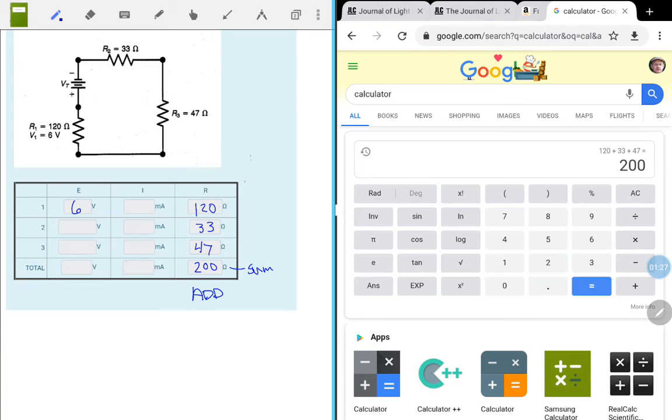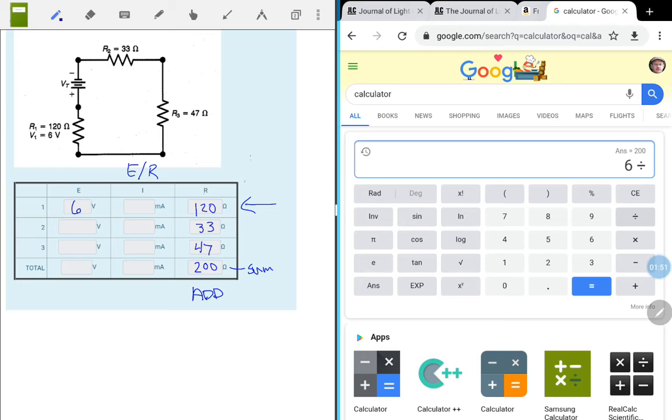Okay? Now, since we don't have anything over here that we can add up, and we don't have anything in the middle column yet, we've got to start looking for a row that has 2 pieces of information, which is going to be row number 1 right there. We've got E and we've got R, and you're going to remember that I is equal to E divided by R, just getting that off the Ohm's law wheel. So we come over here to the calculator, and that is 6 divided by 120.